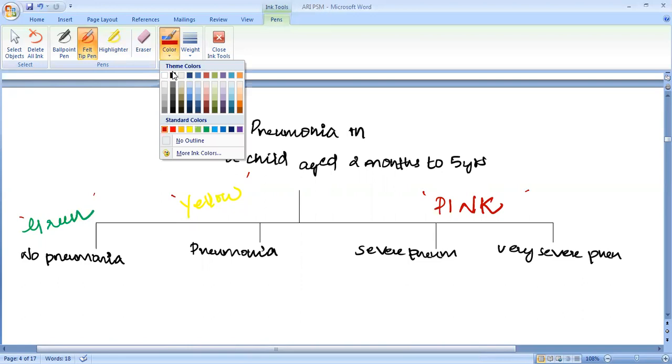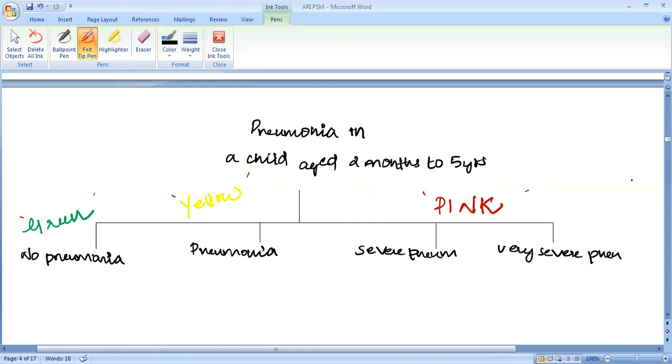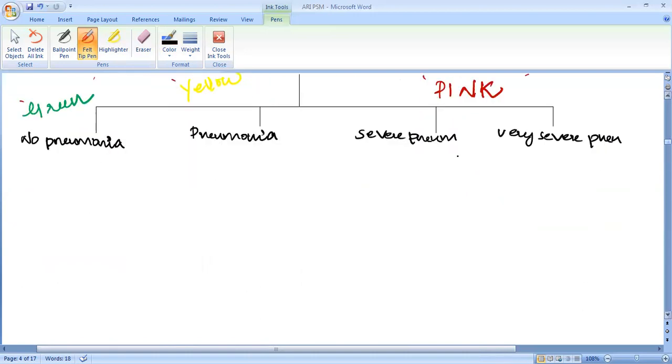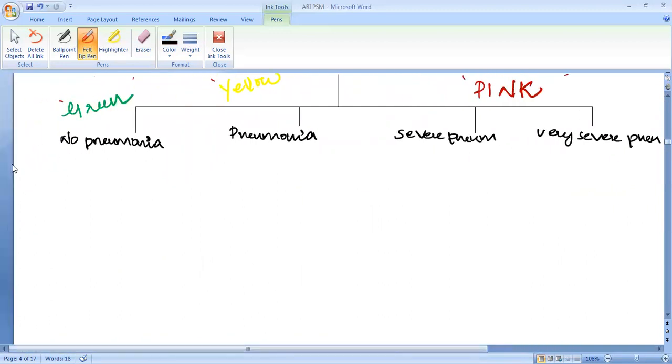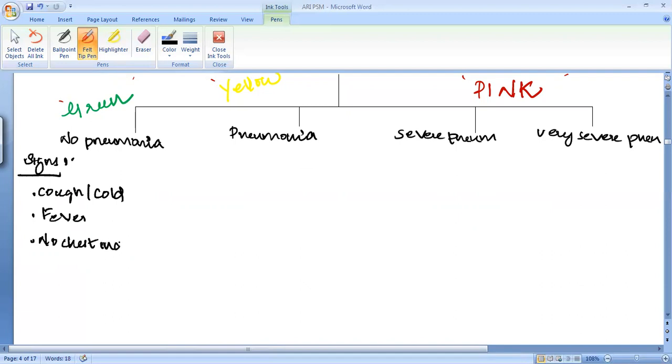Now we should know the signs of no pneumonia, pneumonia, severe and very severe pneumonia. This is very important. First we move to the signs. No pneumonia means the patient has no tachypnea and no chest indrawing. The typical features of pneumonia are chest indrawing as well as tachypnea. The patient just has cough or cold, and may also have fever. If chest indrawing is present, then we will classify it as severe pneumonia. So in no pneumonia there is only cough or cold, or only fever, and there is no chest indrawing and no tachypnea.